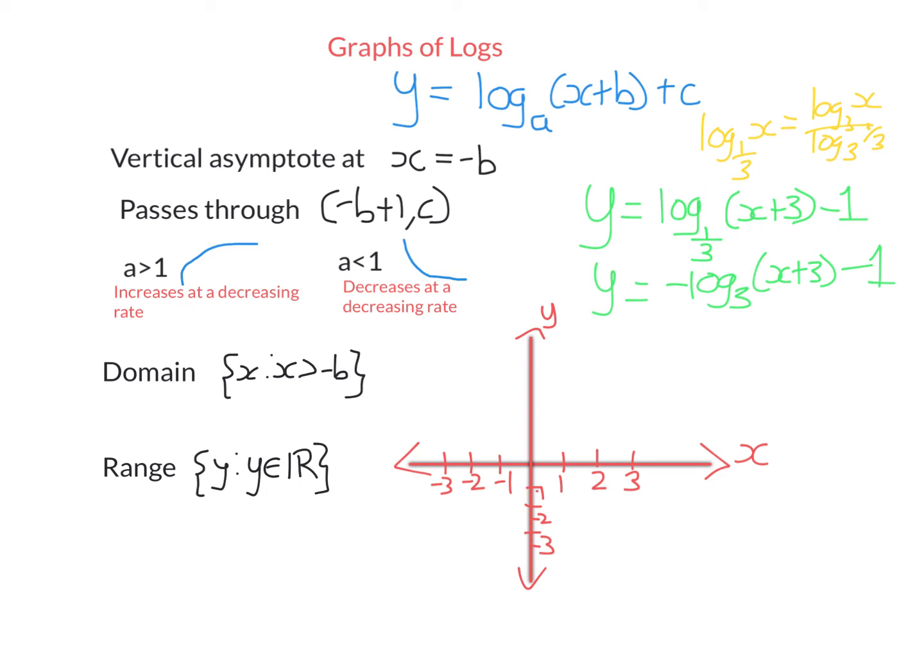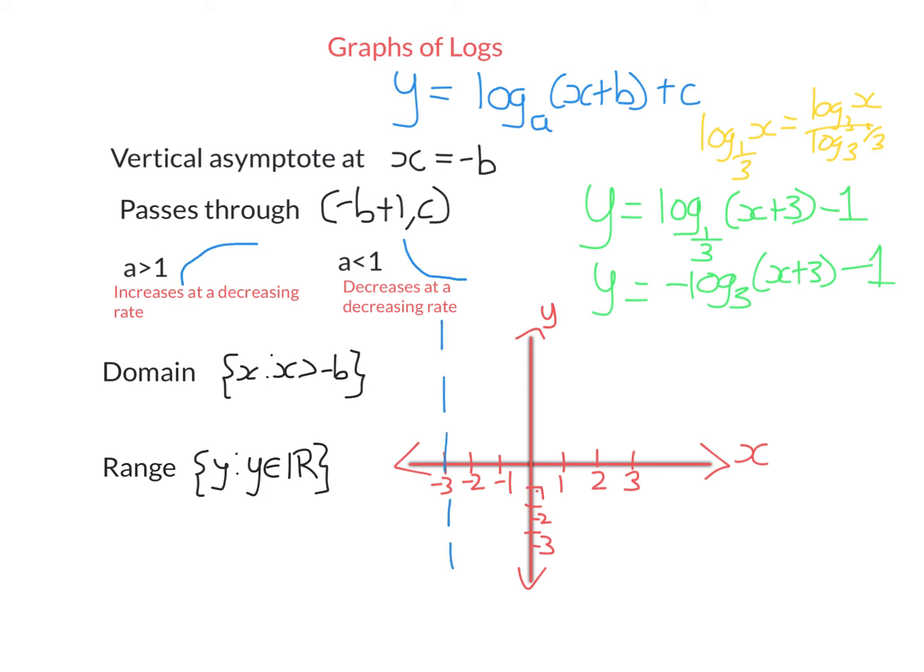Now, because the base here, 1/3, is less than 1, it's going to look like this. It's going to start off big and decrease at a decreasing rate. So when we're graphing, the first thing we should do is graph the asymptote at x equals minus b. So minus b here is minus 3. It's going to have a vertical asymptote here.